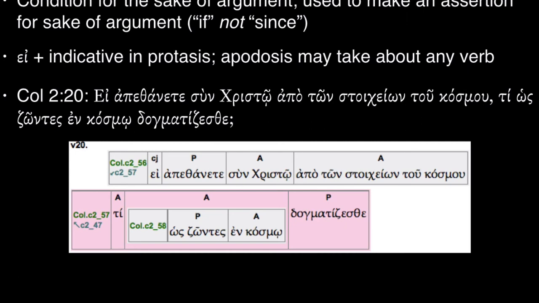Another example of this in Colossians is chapter 3 and verse 1. If you've been raised with Christ, then seek things that are above, and so on. So that's a first-class condition. Ei plus the indicative in the protasis, just about any verb in the apodosis, and it is a condition that makes an assertion for the sake of argument. And I say translate those as "if" and not as "since."